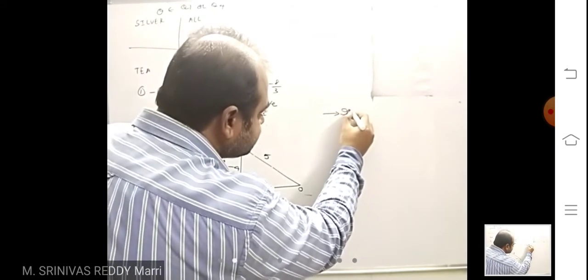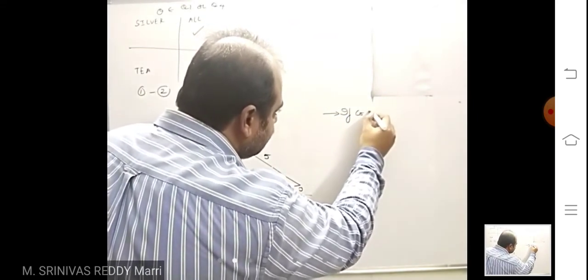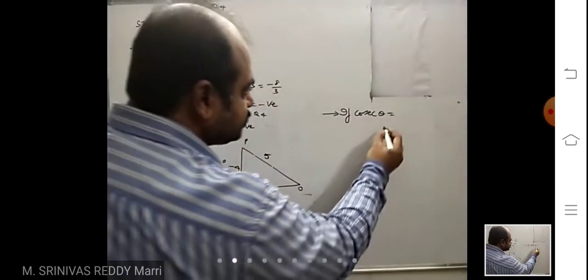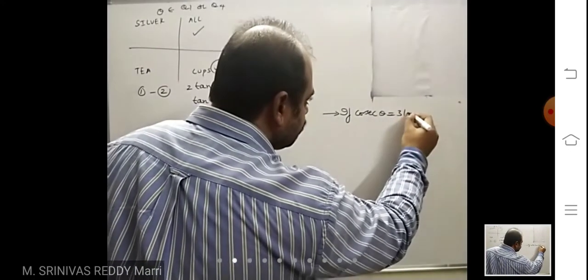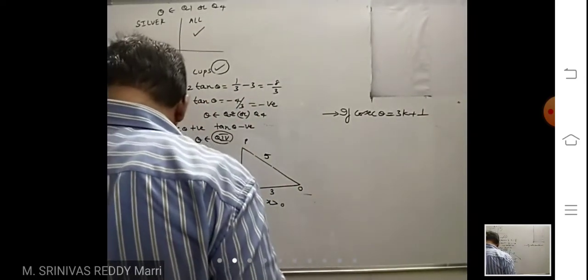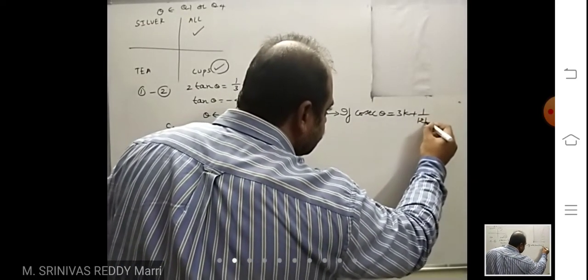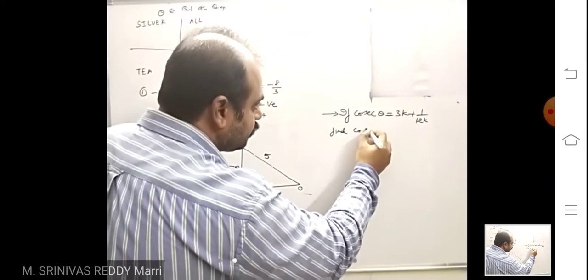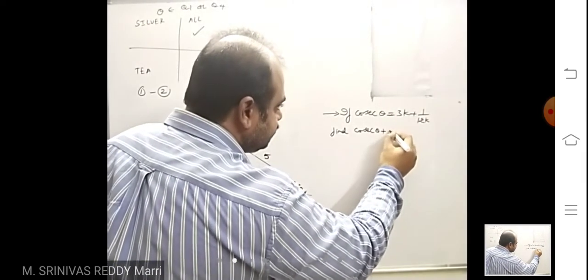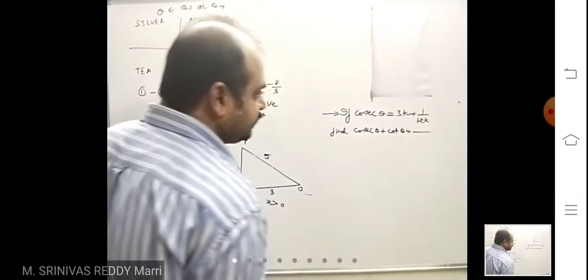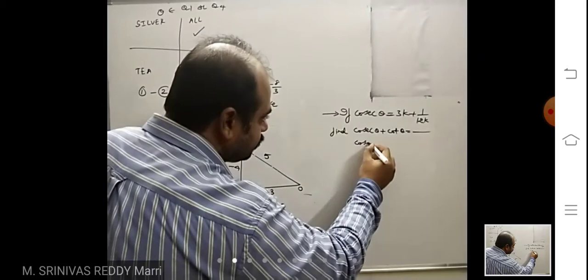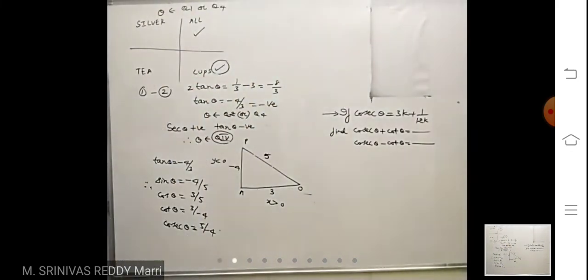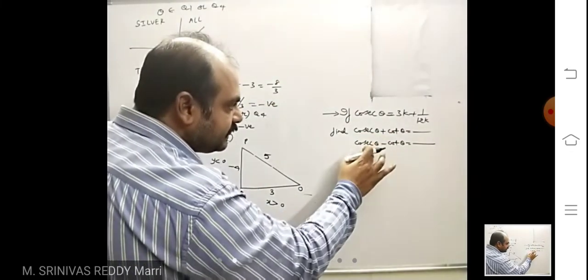The problem given is, if cosecant theta equals 3k plus 1 divided by 12k, find cosecant theta plus cot theta equals dash and cosecant theta minus cot theta equals dash. So this value you have to calculate and this value you have to calculate.